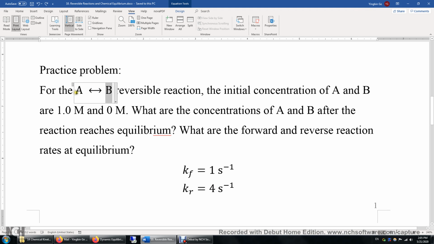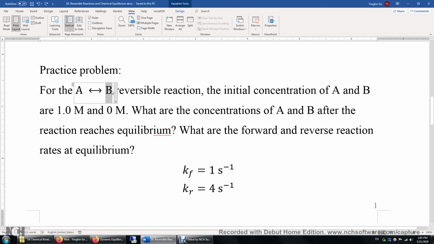So if you consume 1 molar A, you will produce 1 molar B in the same reaction container. I'm assuming A and B are occupying the same reaction container. Therefore, the volume is the same for A and B. All right. So again, if you consume 1 mole of A, you will produce 1 mole of B.